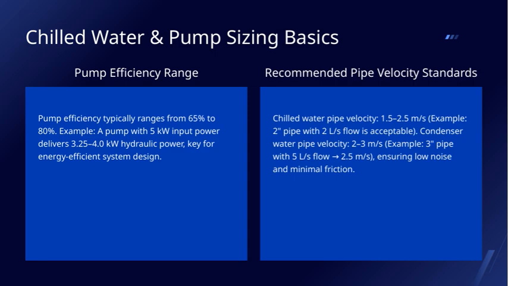Moving on to pump efficiency, most pumps operate between about 65% and 80%. So, if you have a pump with a 5 kilowatt input power, it might deliver roughly 3.25 to 4 kilowatts of hydraulic power. This efficiency is key for designing energy-efficient systems because it ensures you're getting the most out of your pump with minimal energy waste.